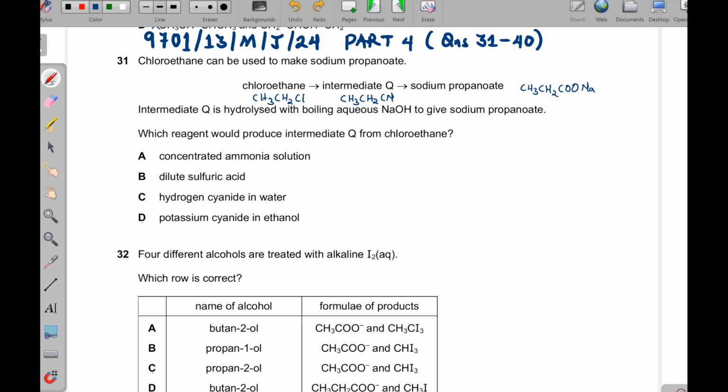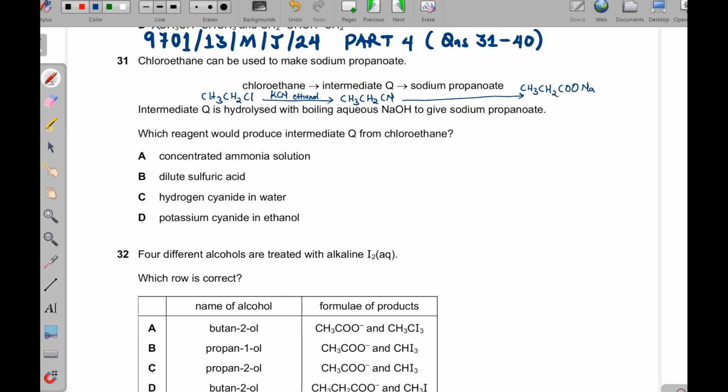Then after that, we can hydrolyze this using sodium what? Hydroxide. So I'm going to write something like this. Chloroethane goes to this when I put, let's say, potassium cyanide in ethanol. So that is a substitution reaction. And then from here, I can hydrolyze this using what?